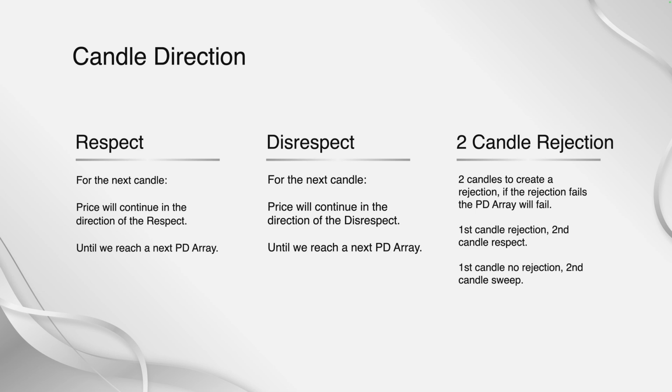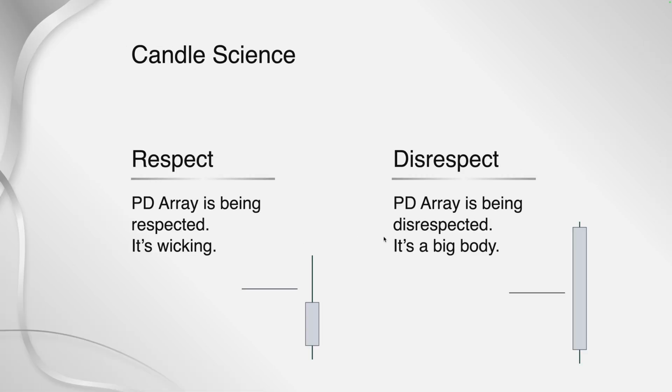So for the next candle, after we come into that premium array and we are disrespecting it, price will continue in the direction of disrespect until we reach the next PD array. So what does that look like? Going back one slide, right here for the respect, we would expect the next candle to be a bearish candle, not coming back above that rejection high, so not coming back above the first candle high sitting right there.